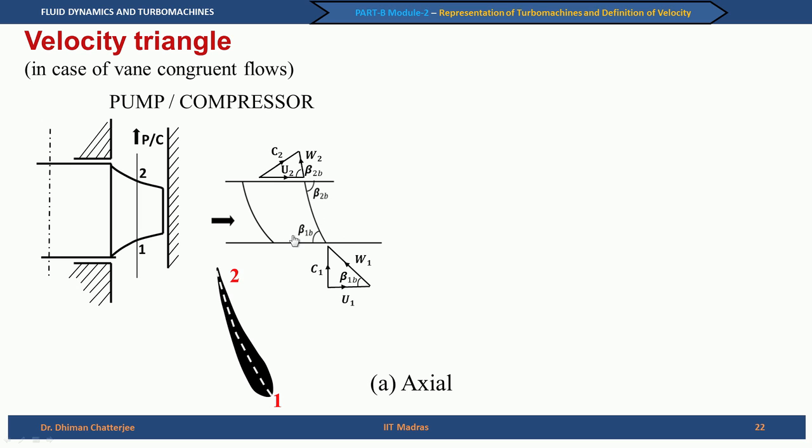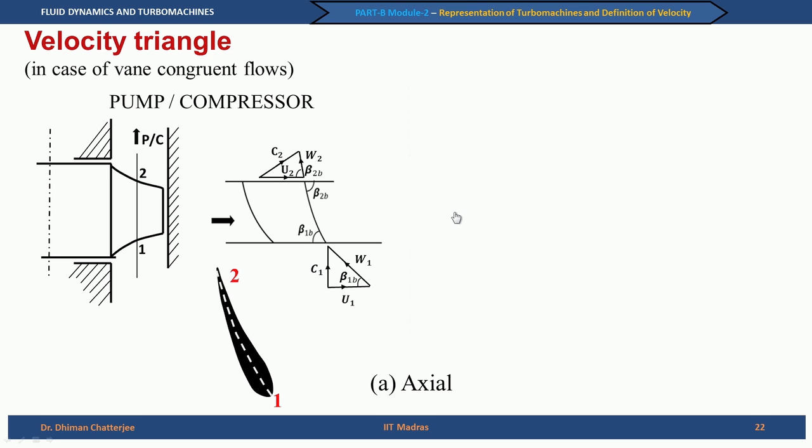We also know that this is the pressure surface, this is the suction surface. So, in case of a pump, the direction of rotation is from left to right, and hence u1 or u2 are given as left to right, and this is the absolute velocity.